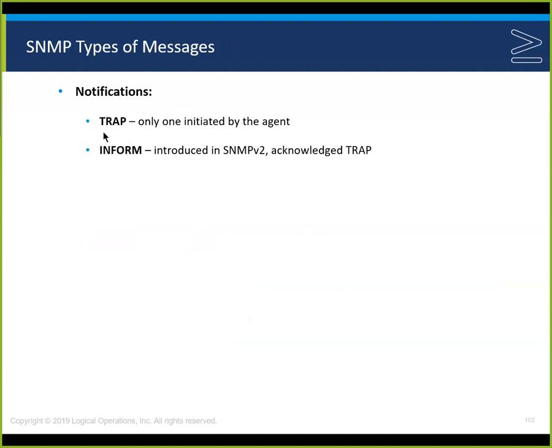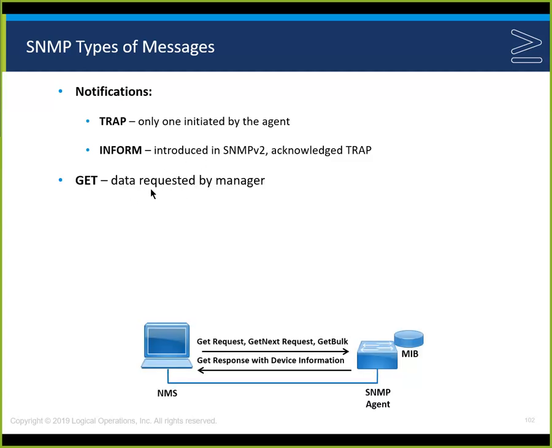The messages, we have trap messages and inform messages. The difference is the trap is only initiated by the agent, the inform introduced by SNMPv2 to acknowledge the trap. So the trap is an unacknowledged message. The inform message has acknowledgement. And what's going to tell it that it didn't get it is going to be the application so it can resend this thing.